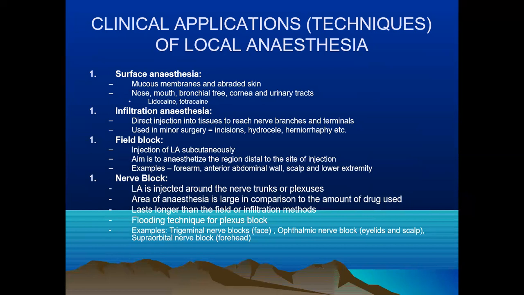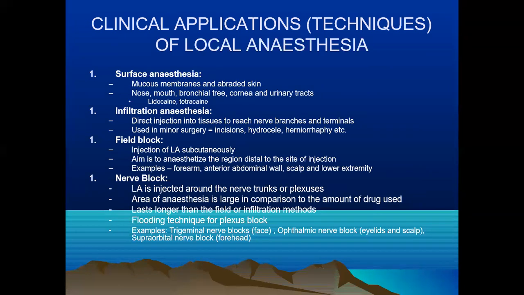Now, infiltration anesthesia: you use direct injection into the tissue to reach nerve branches and terminals, used in minor surgeries, incisions, hydrocele, and angiography, etc. Then field block: you give an injection of local anesthetic subcutaneously, which aims to anesthetize the region distal to the site of injection. Examples are the forearm, anterior abdominal wall, scalp, and lower extremities.